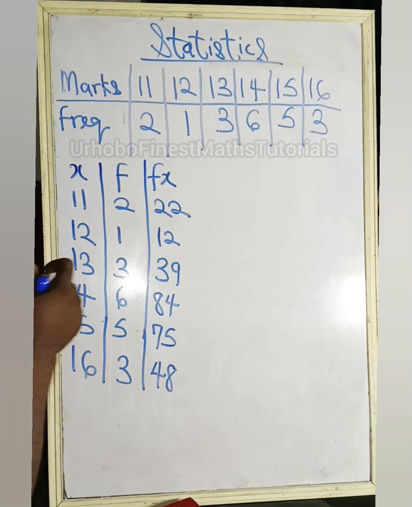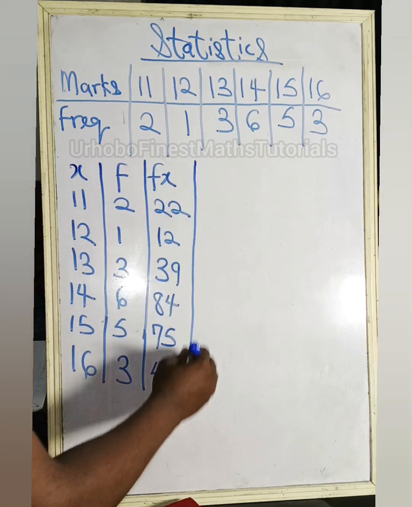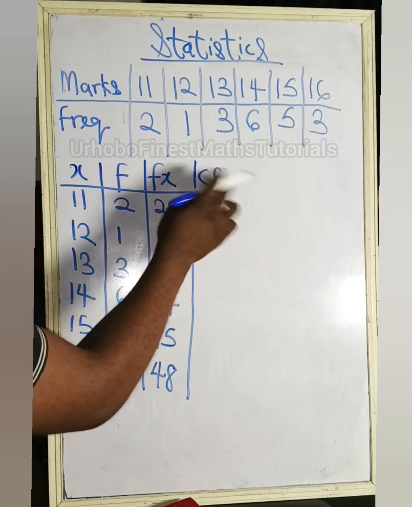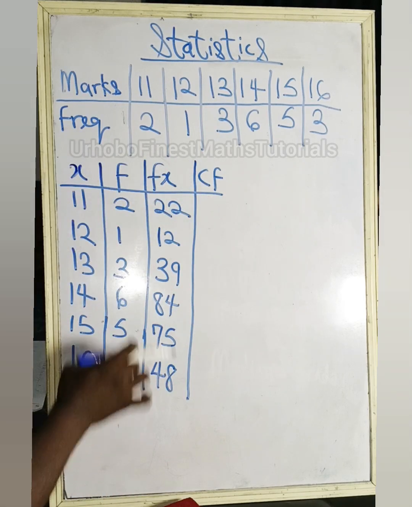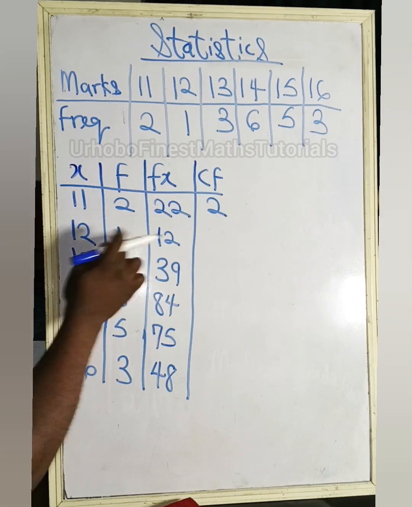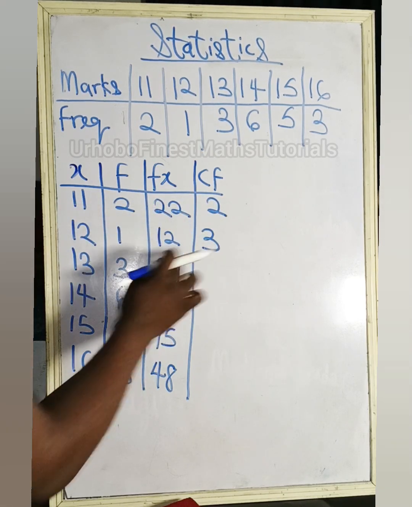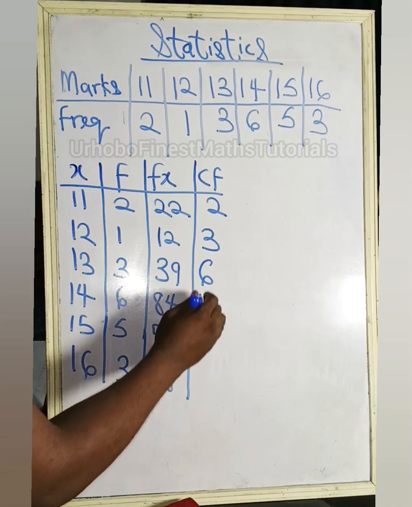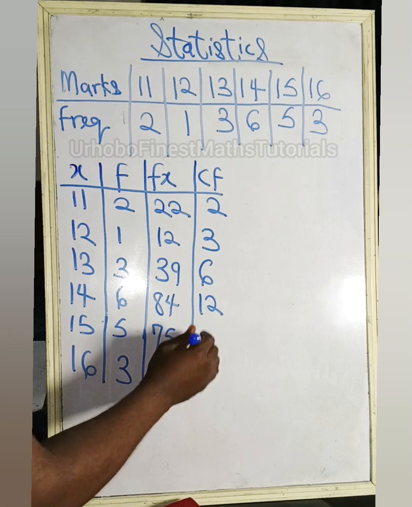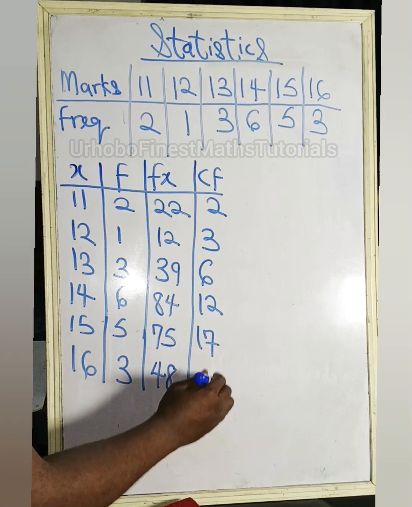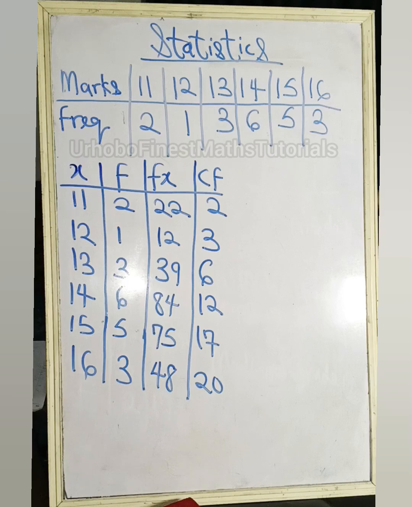The next column I'm going to introduce, I call it CF, which is cumulative frequency. So I'm working with the frequency column. What's the first frequency here? It is 2. 2 plus this one here, that's 3. 3 plus this 3 here, you have 6. 6 plus 6, you have 12. 12 plus 5, you have 17. 17 plus 3, you have 20. Now we're set to answer the questions.